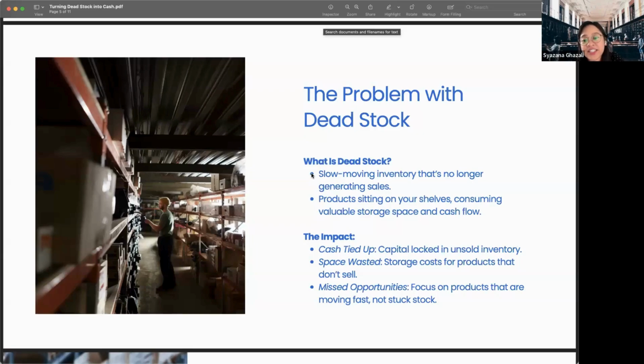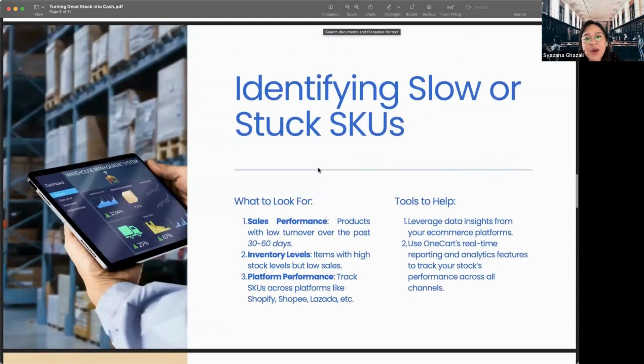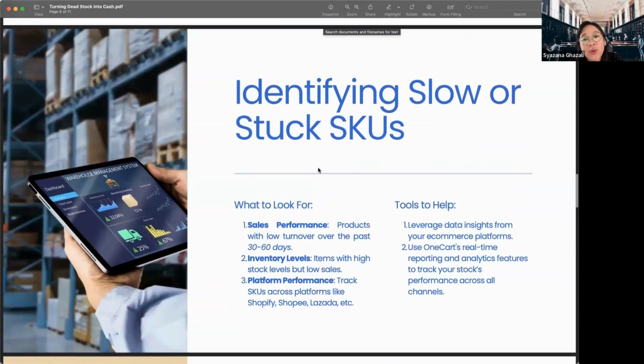And of course, there are missed opportunities, right? Because if you focus on products that are moving fast, then the stocks will no longer be stuck there. So now how are we going to identify, or why should we identify all these slow and stuck SKUs? What do we need to look for? We need to look at the sales performance. So basically products with low turnover over the past 30, 60 days.